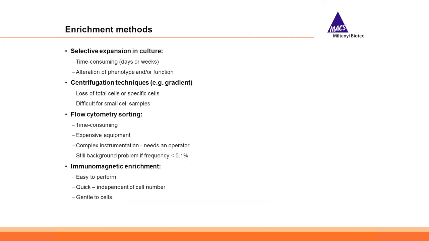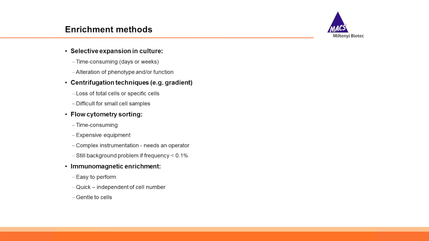What enrichment methods are available? So you can do selective expansion in culture. This is the most unattractive method in my opinion. So first of all, it's extremely time consuming. You have to wait for days or even weeks to expand your target cells. And what is more striking in my opinion is that they will definitely change their phenotype and function, yeah, because if you cultivate them in vitro, they will change definitely. And you don't have the ex vivo picture that you might want to see.